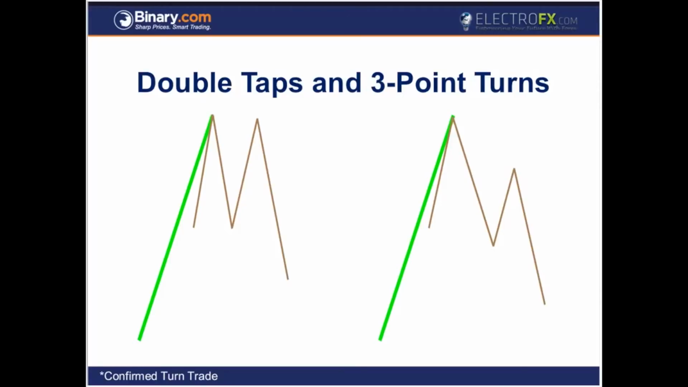And the first version of the confirmed turn trade is a double tap. It's quite a common pattern. Some people call it the double top. Some people, when it's in the opposite direction, it's the double bottom. You've got M patterns, W patterns. There's a number of names for it. I just call it a double tap.